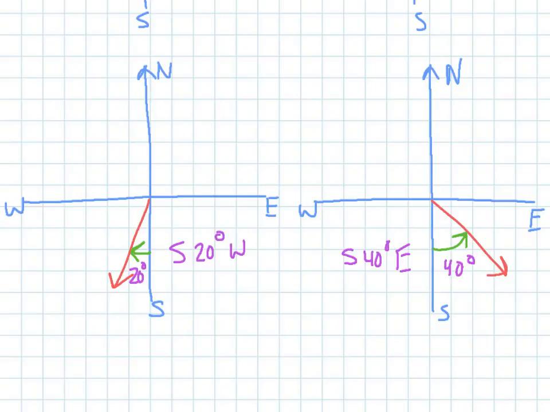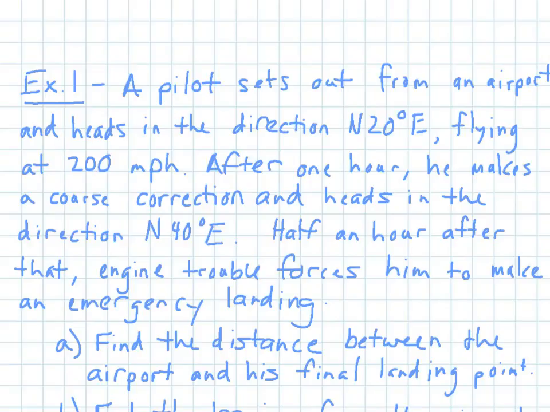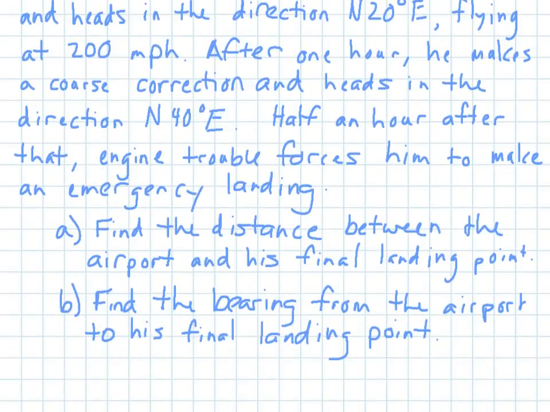Okay. So now, bearing problems, you're going to have word problems. So example 1 says the pilot sets out from an airport and heads in the direction north 20 degrees east, flying at 200 miles per hour. After 1 hour, he makes a course correction and heads in the direction north 40 degrees east. Half an hour after that, engine trouble forces him to make an emergency landing. So what we want to do is find the distance between the airport that he started at and his final landing point. Also, we want to find the bearing from the airport to his final landing point.